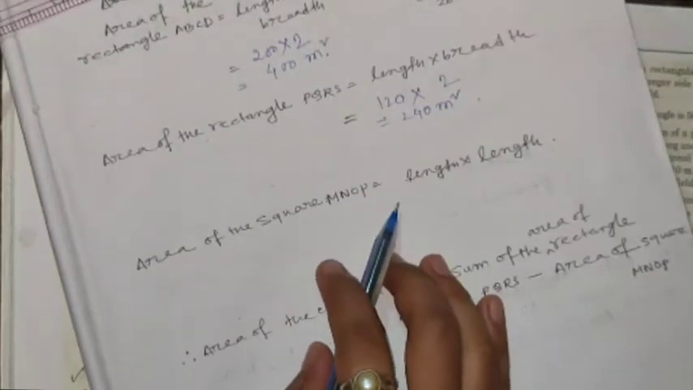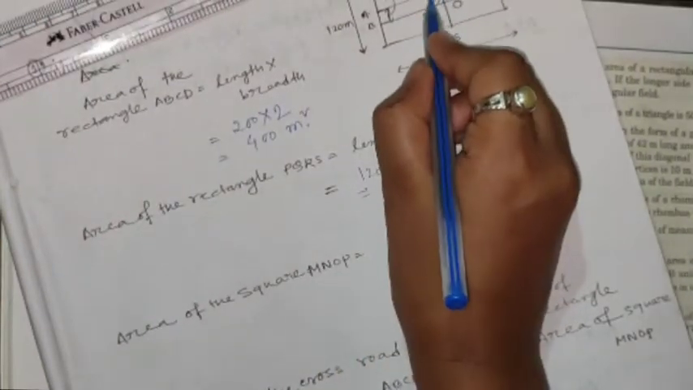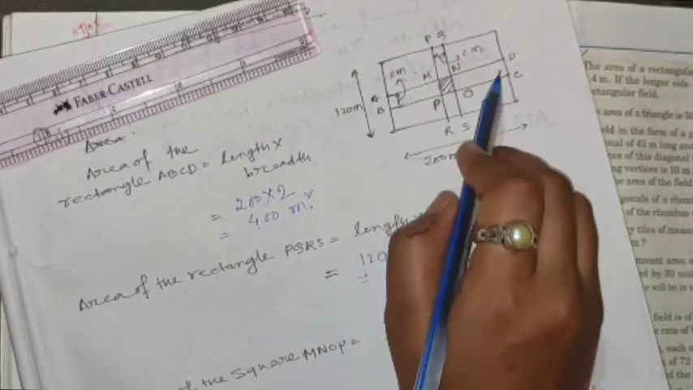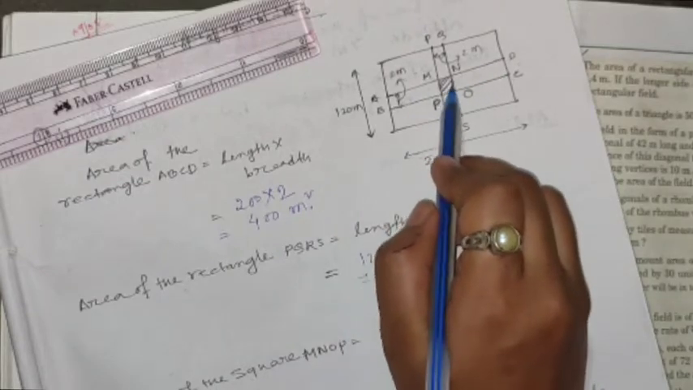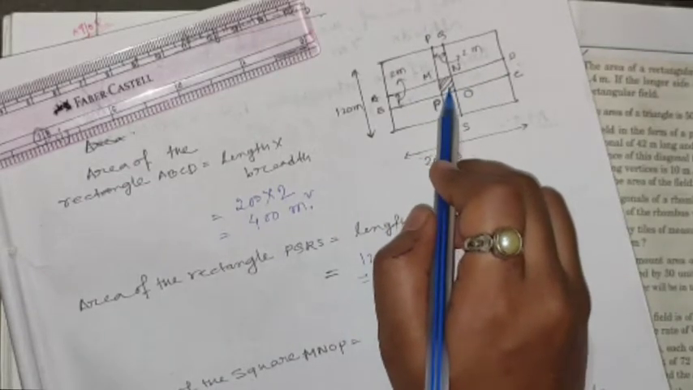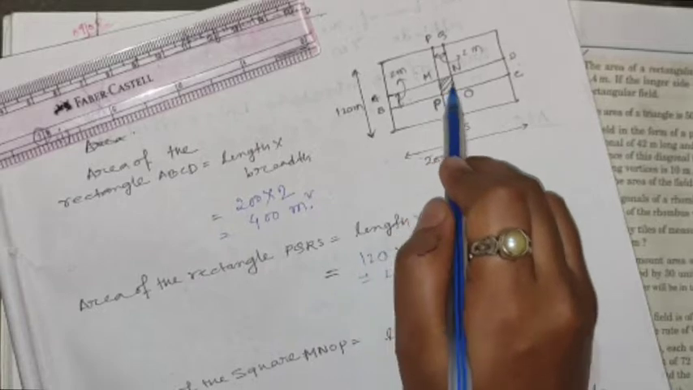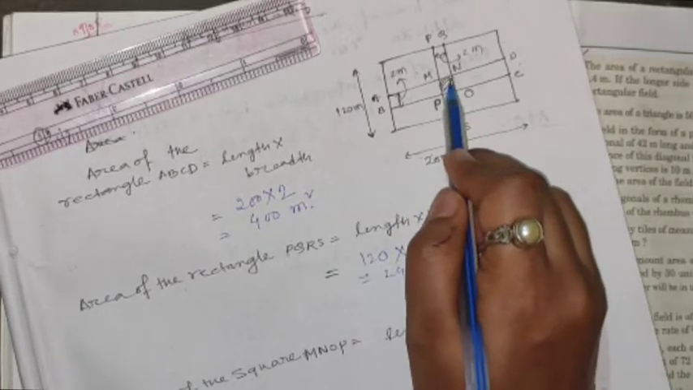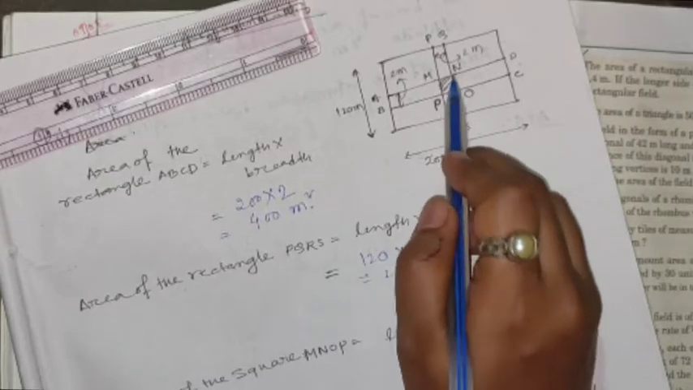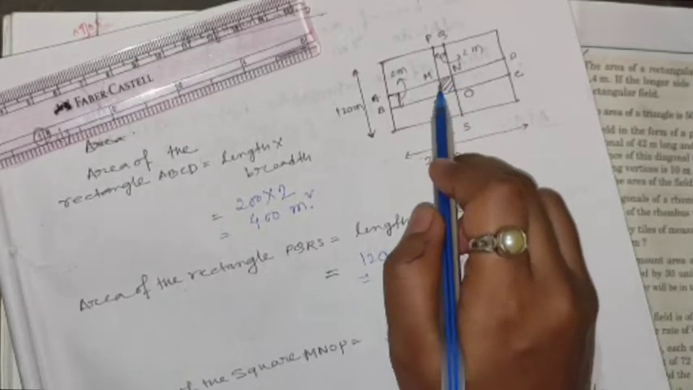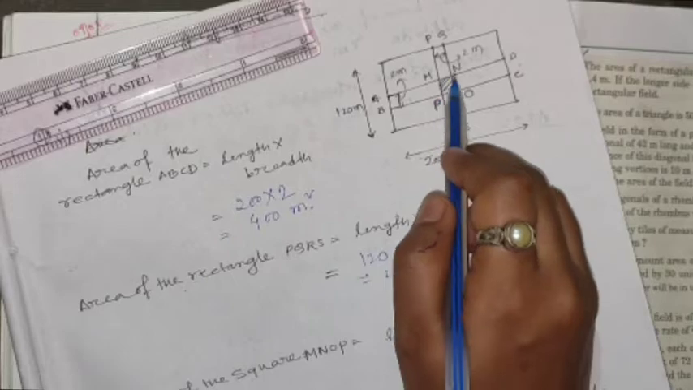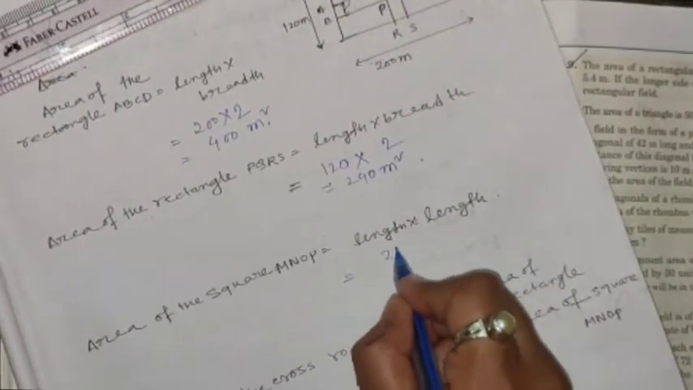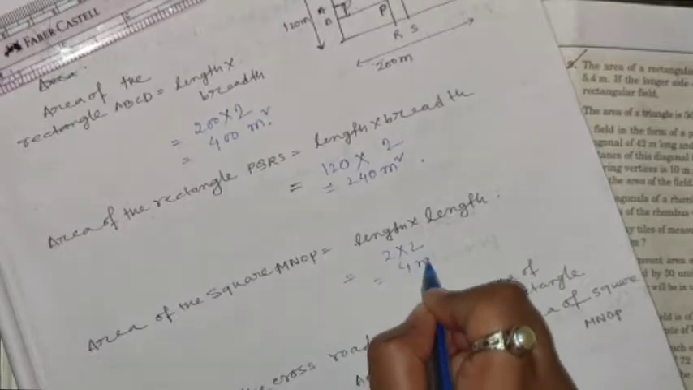Then the area of the square. You can see when the breadths of these two rectangles are the same, then this region will be a square, because both length and breadth are 2. So the area of this square MNOP will be side into side, that is 2 into 2, so this will be 4 meters square.